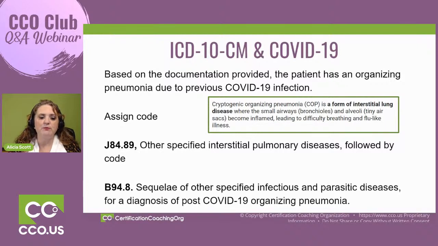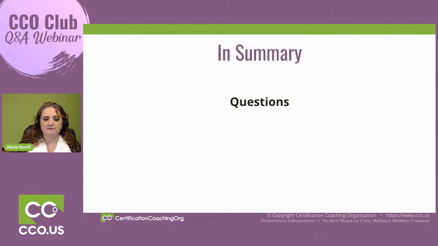So the J84.89 is the pneumonia, the organizing pneumonia. And you'll find that where you just look under pneumonia in your index, and then it'll say organizing pneumonia. And then B94.8, because it's a sequela, late effect of COVID-19.